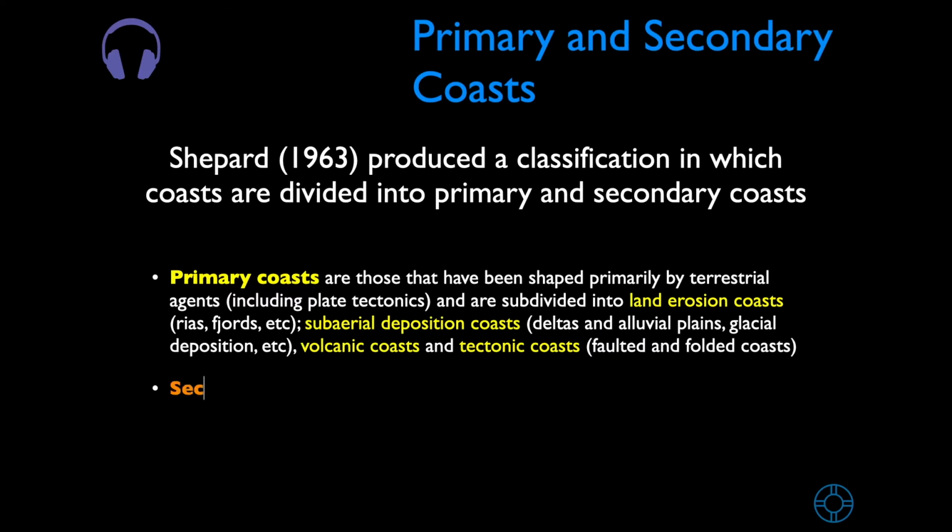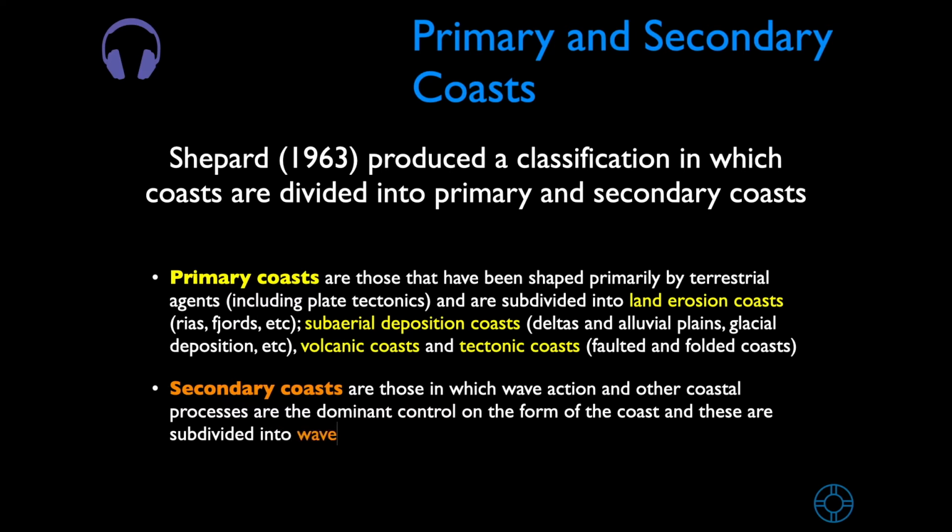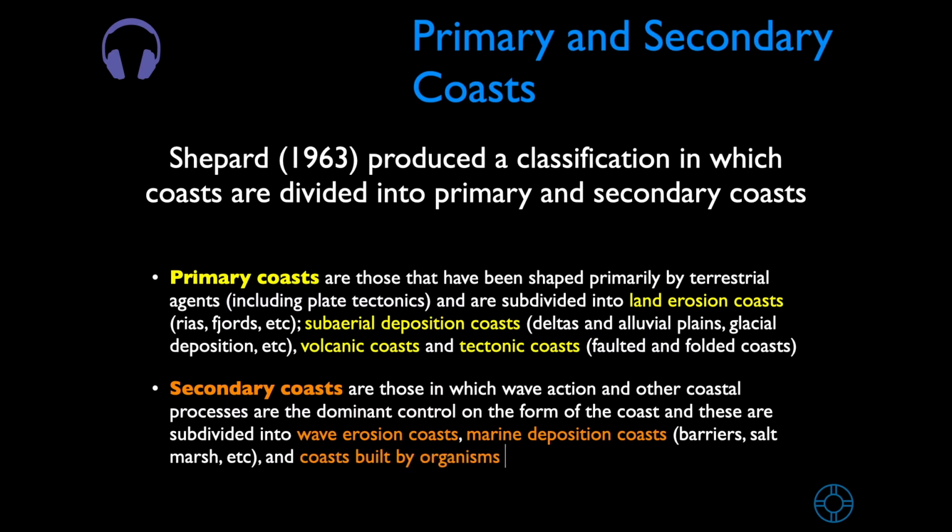Secondary coasts are those in which wave action and other coastal processes are the dominant control on the form of the coast, and these are subdivided into wave erosion coasts, marine deposition coasts, like barriers, salt marshes, etc., and coasts built by organisms, coral coasts, mangrove coasts.